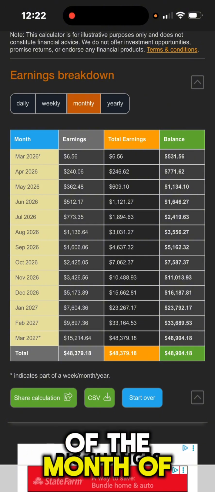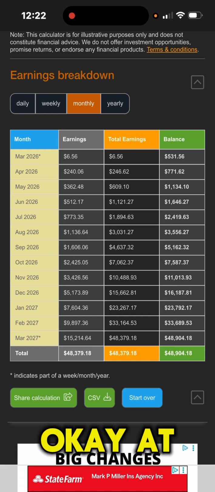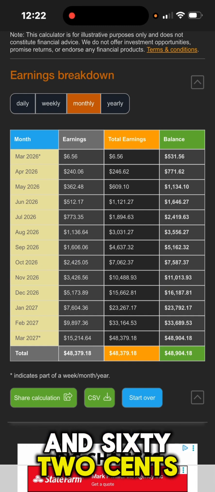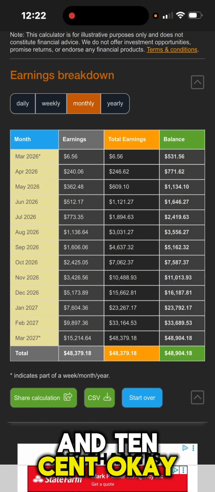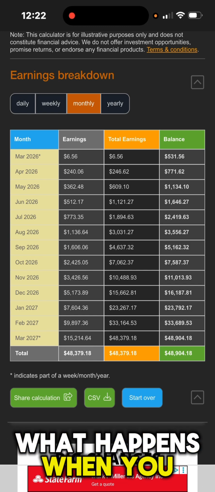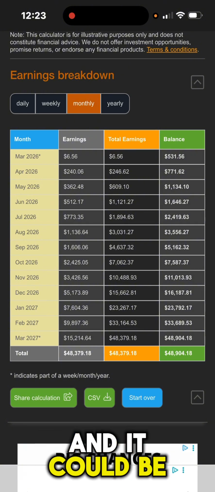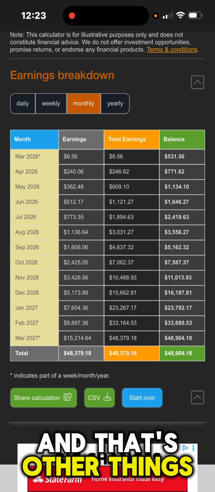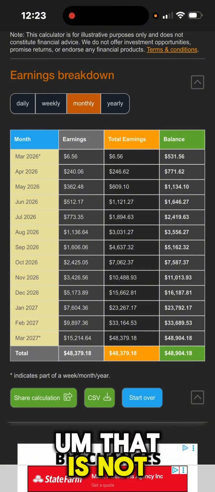So at the end of the month of March, which is actually tomorrow, you only see $531.56. At the end of April, you see $771.62. May, $1,134.10. If you notice, when you look at this all the way down for a year, what happens when you do 2 trades a day? It doubles every 60 days. And it could be a little bit more depending on if you do some things to help you grow faster in the company, and that's other things that I can talk about later in the video, which is building a team. That is not required.